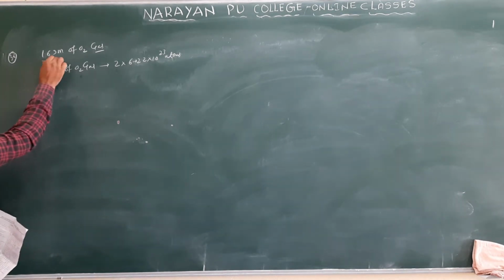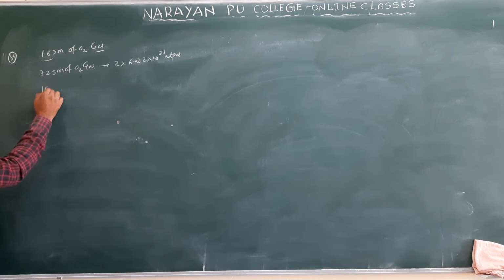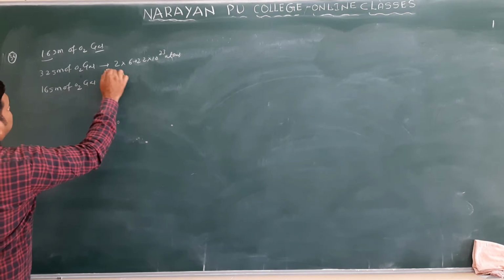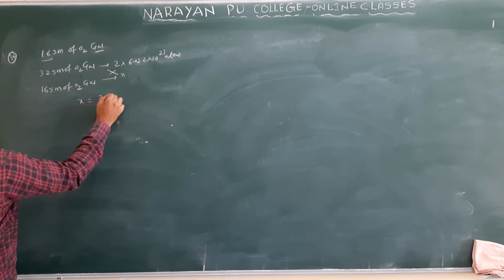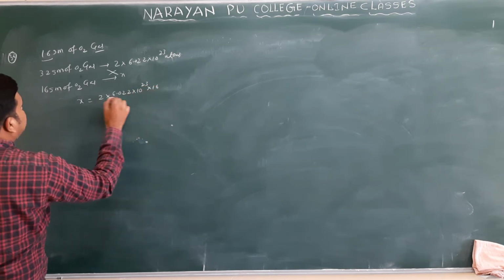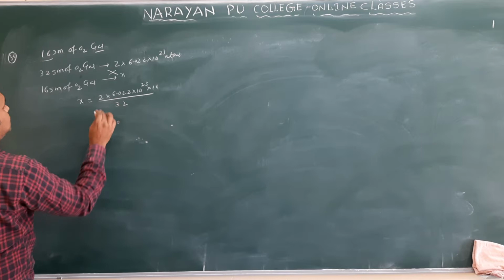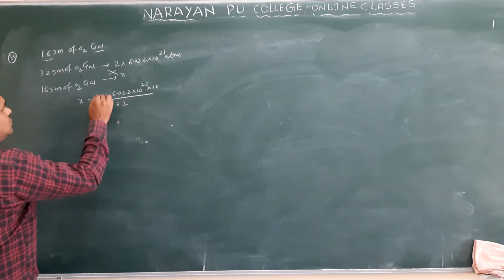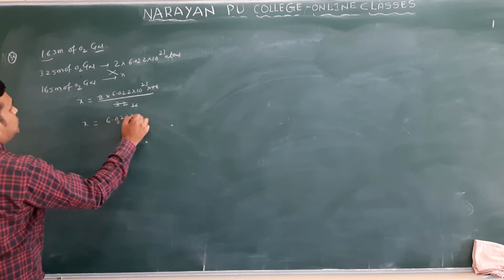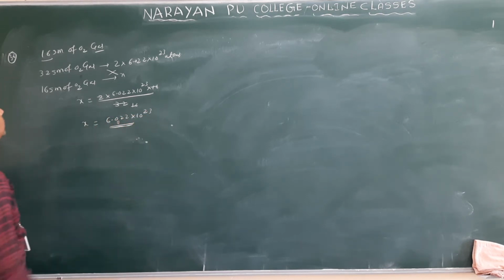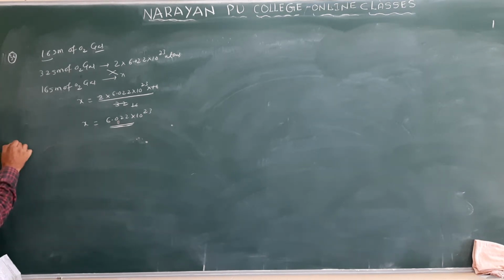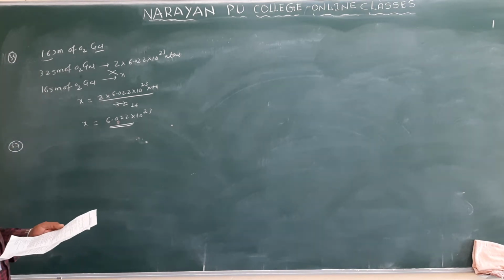But here given how much? Given 16 grams only. So 16 grams of O2 gas contains X atoms. Do the cross multiplication. So X is equal to 2 into 6.022 into 10 power 23 into 16 by 32. Here 16 cancels. So X equals 6.022 into 10 power 23 only. You will see the options for that one. You will take option 4 only. Now we can see the next question, question number 37.